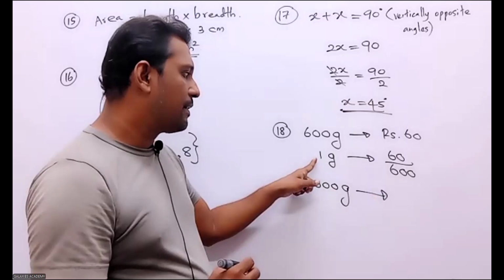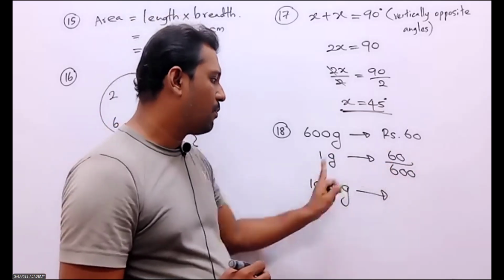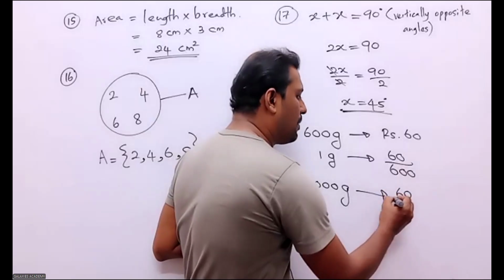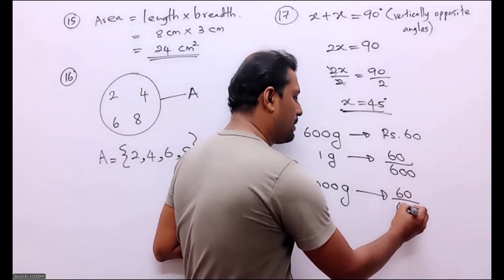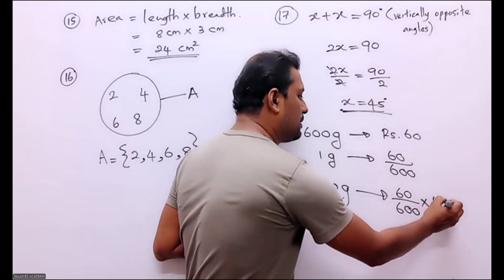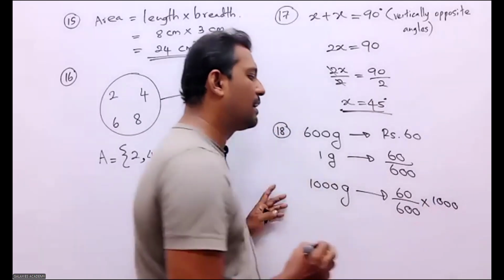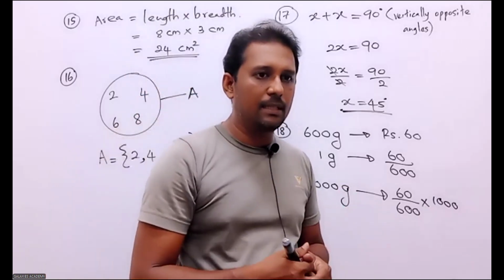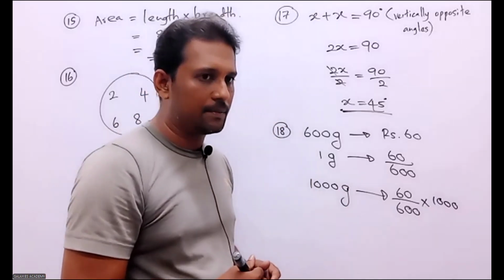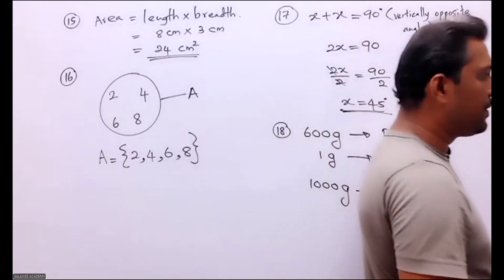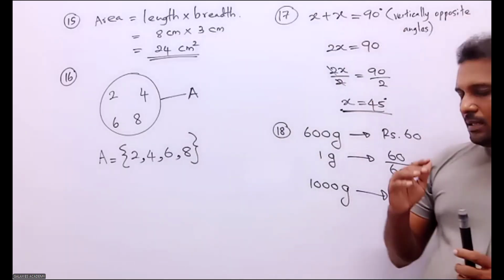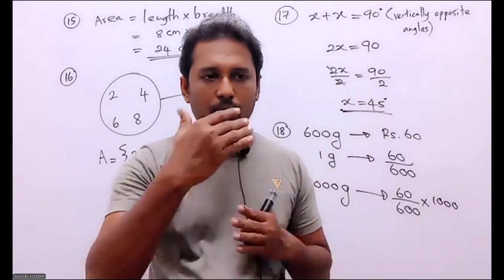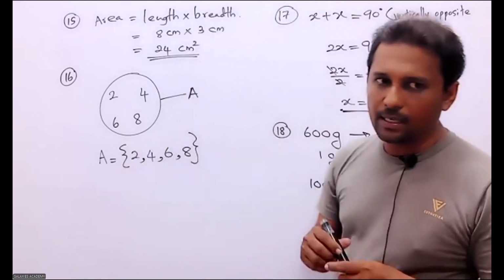If 1 gram is this many rupees, for 1000 grams, how can you find it? You have to multiply by 1000 the price of 1 gram. Then how can you simplify this one? You can simplify the denominator and numerator values.